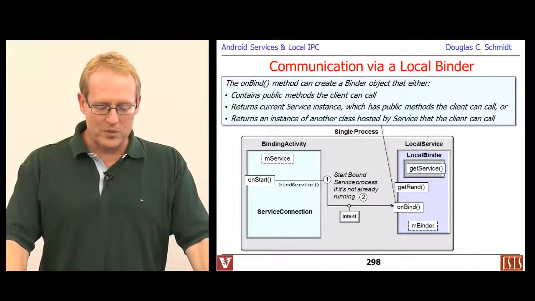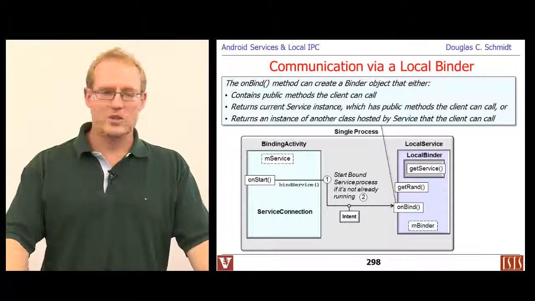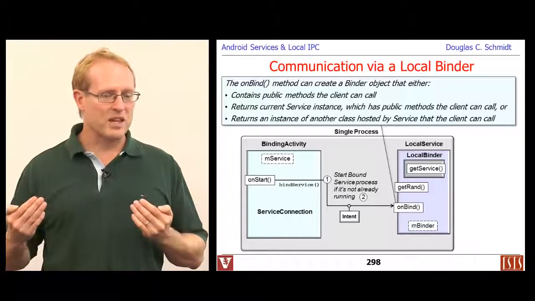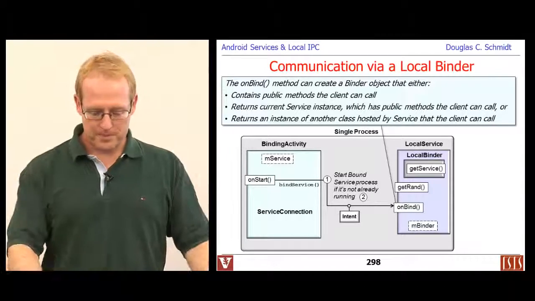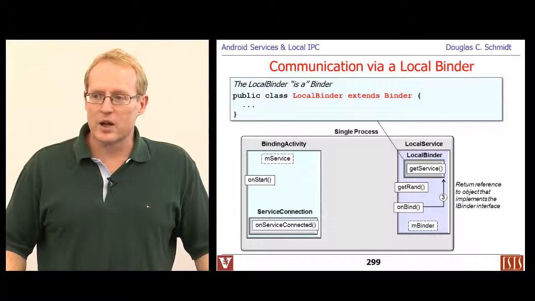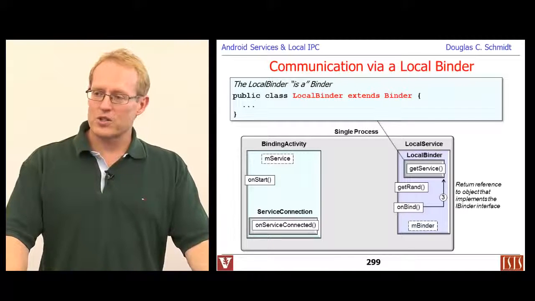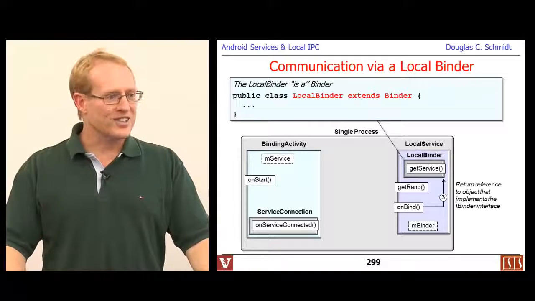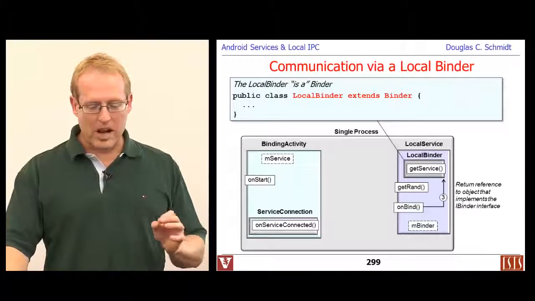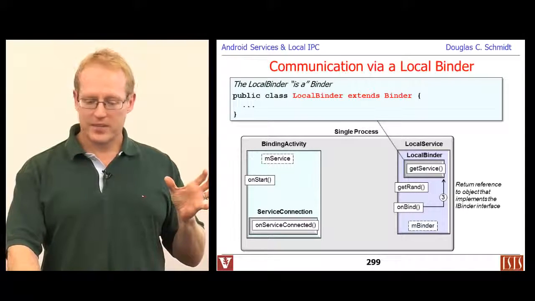And the third thing you can do is return an instance of another class hosted by the service that the client can call. So there's a whole bunch of different ways of being able to get something back that can ultimately be invoked by the application. In this particular case, what we're going to do is define something called a LocalBinder. And as you can see, LocalBinder is a Binder, so it inherits the methods that Binder has. And what onBind is going to do is return a reference to the LocalBinder.